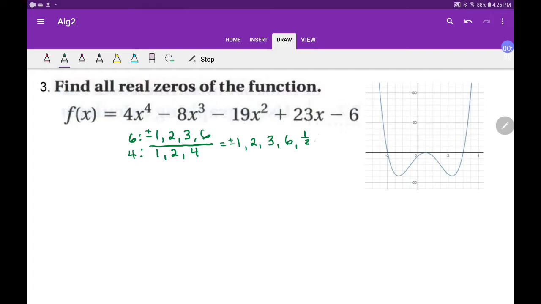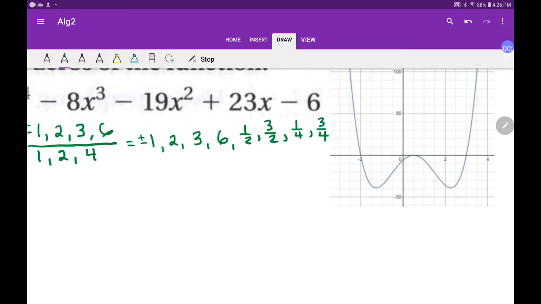2 over 2 is 1, so I'll skip it. 2 over 4 is 1/2. Do it in the right order, 3 over 2. And then go to the 4, I get 1 over 4, because 6 over 2, by the way, is 3. 1 over 4, 2 over 4, same thing as 1/2. 3 over 4 is different. 6 over 4 is 3 over 2, so I'll skip it. Those are my possibilities, all plus or minus.